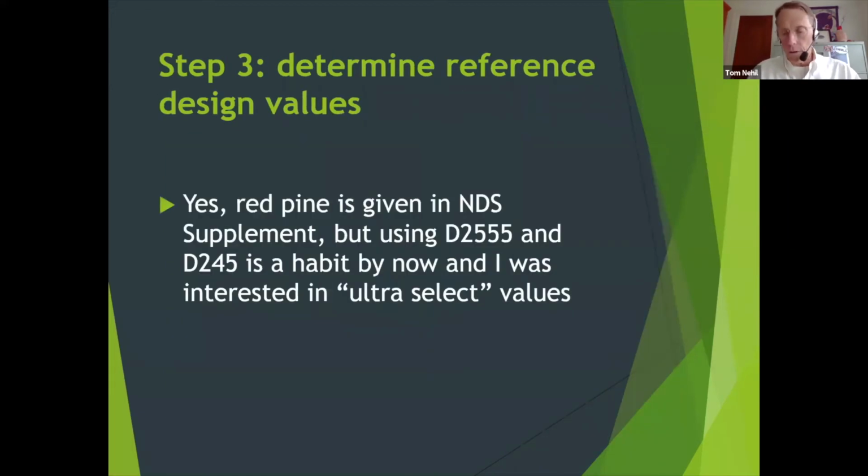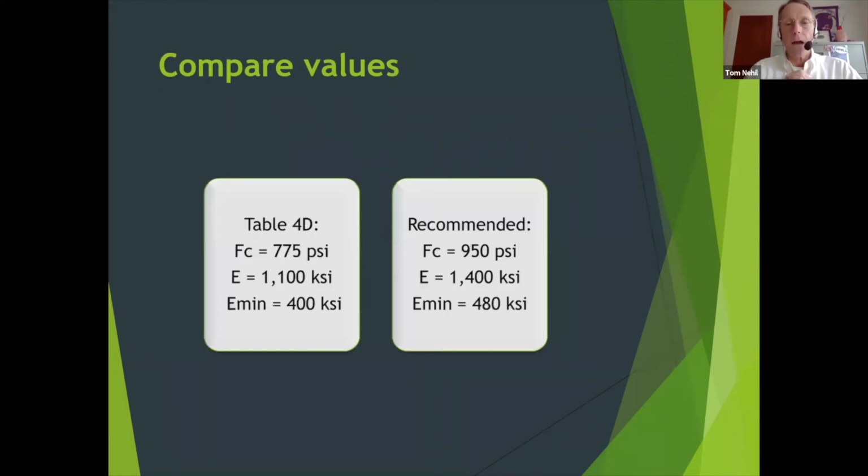So then I proceeded to calculate design values for this, call it ultra select material. And here's the results. I came up with some recommended values for them. This FC that you see here refers to the compressive stress that we're going to use for compression parallel to the grain. So that's what the posts are going to feel. And from the book for a Select Structural, you would get 775. I gave them a value of 950. So we've got about a 25% increase.